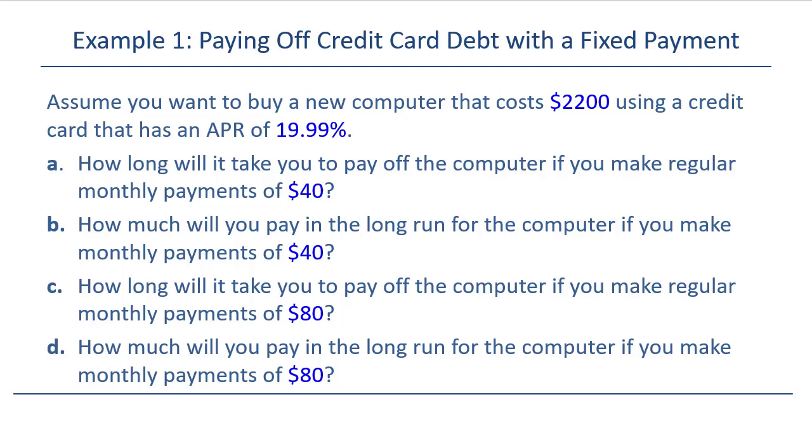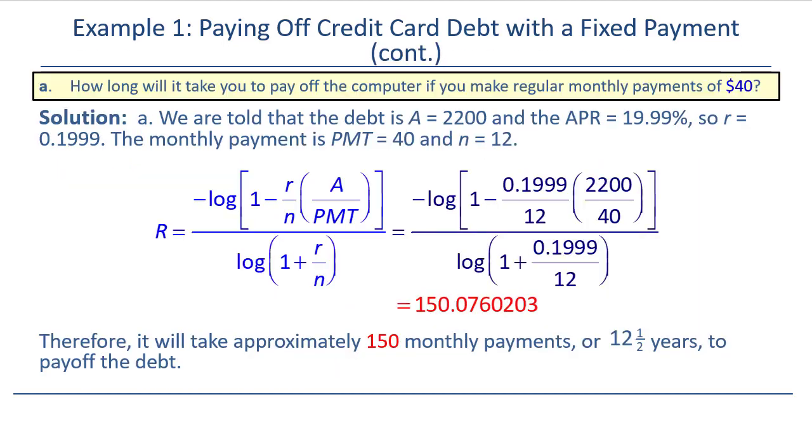So here's an example that we can use. Assume you want to buy a new computer that costs $2,200 using a credit card with an APR of 19.99%. How long will it take you to pay off the computer if you make regular monthly payments of $40? How much will you pay in the long run for the computer if you make those monthly payments of $40? Then let's see if you double it, how long will it take to pay off, and how much will you actually pay if you're now doing monthly payments of $80?